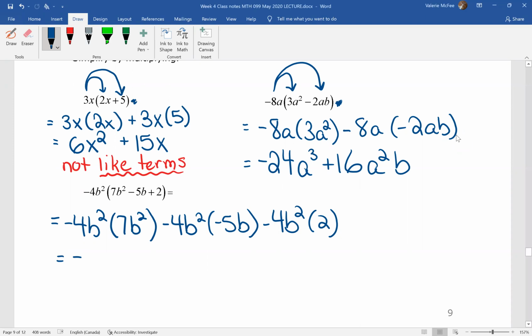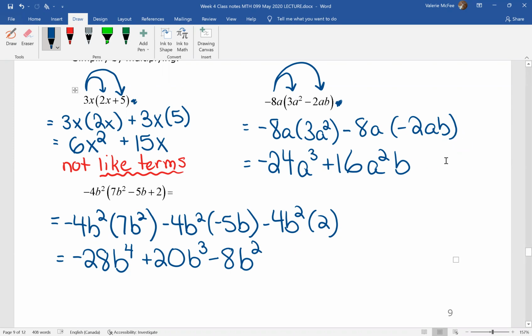Negative 4 times 7, negative 28. B squared times b squared, add the exponents. Negative 4 times negative 5, plus 20. Multiply the powers, add the exponents. Negative 4 times 2, negative 8, b squared. Did you get there?